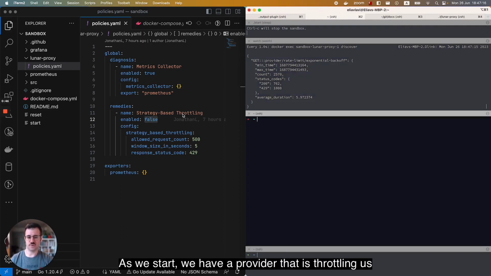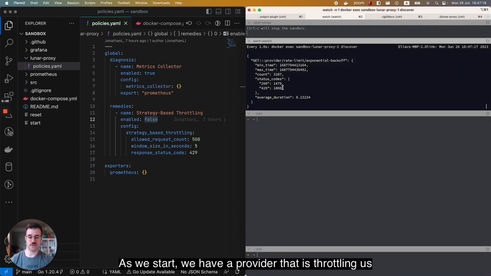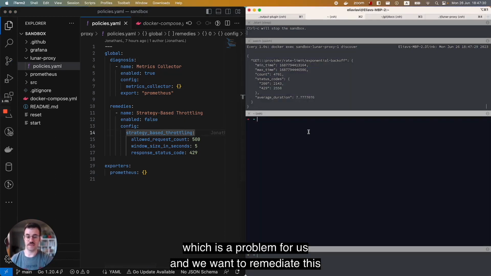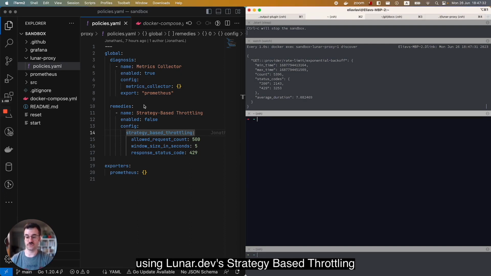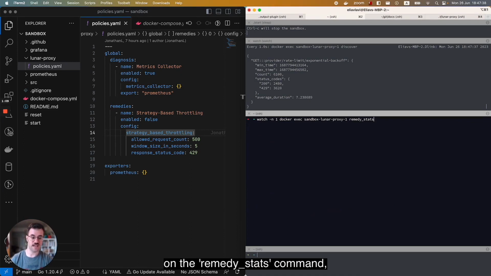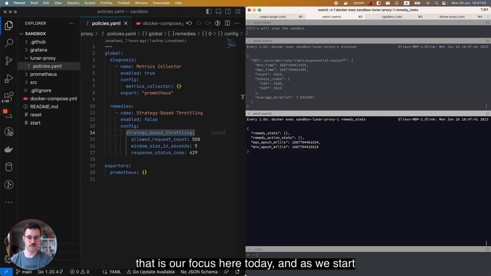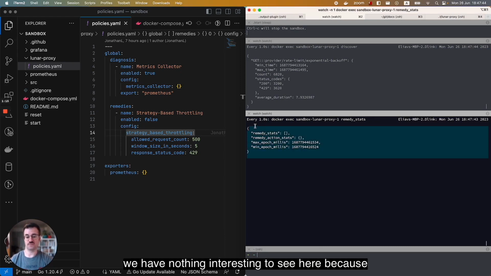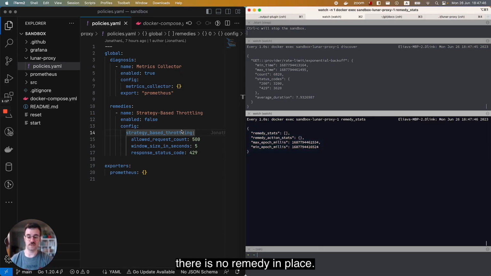As we start, we have a provider that is throttling us, and we're getting a lot of 429s exponentially on the rise. That's the purpose of this scenario, which is a problem for us, and we want to remediate this using Lunar's strategy-based throttling. On the other panel, I'm going to watch the remedy stats command, which is our focus here today. As we start, we have nothing interesting to see here because there is no remedy in place.